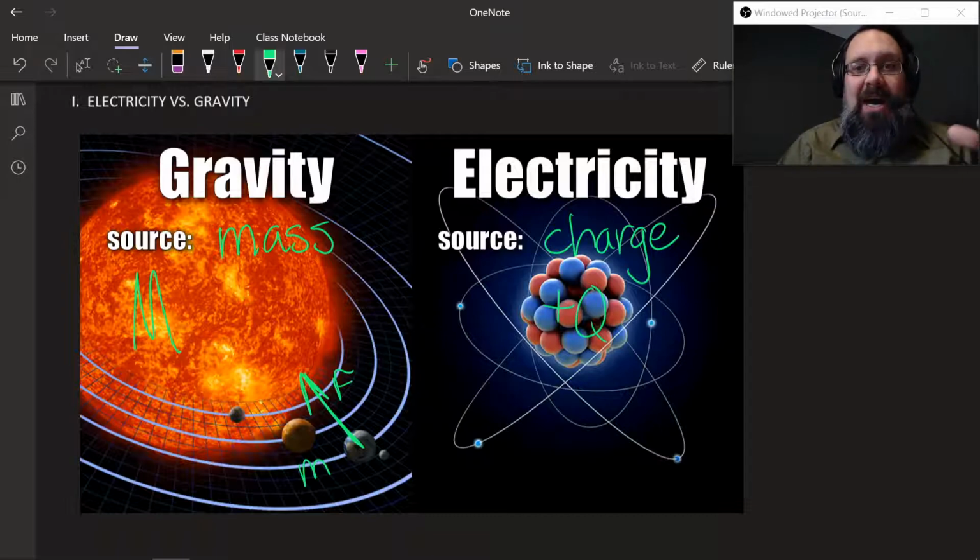The nucleus is positively charged because it has all those protons in there. Usually the red ones are the protons. So you've got all these protons in there that all have a positive charge. The neutrons don't have any charge. So it's just these positively charged protons in there.